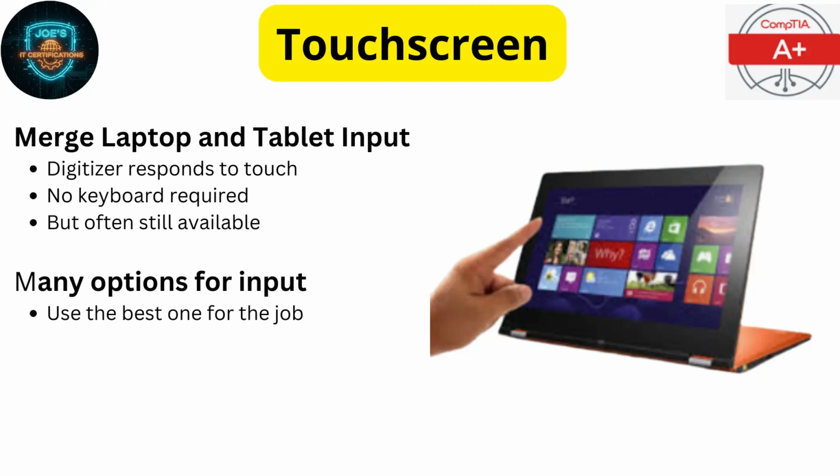This gives you different options for input. We can use a mouse, a digitizer, or we can use the keyboard that's built into the system. This means that we could use the right type of input for the task that we have at hand. Some tasks may require a keyboard, but sometimes touching the screen would be a much easier way to provide that input.